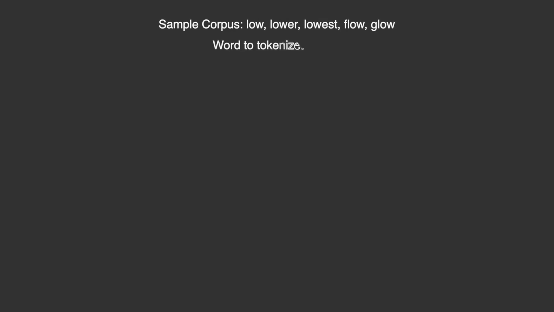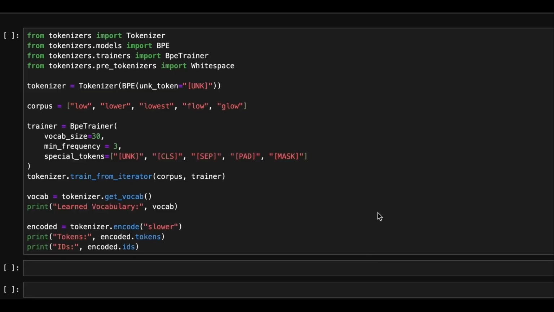Byte Pair Encoding is an original data compression algorithm that uses frequent patterns at the byte level to compress data. It starts by merging the most frequent pairs of characters or subwords until it reaches a set vocabulary size. For example, say the corpus or training data contains these following words. When tokenizing the word slower, it identifies low as one of the tokens, as it is the most frequent subword in the training data. Now let's dive into the code.